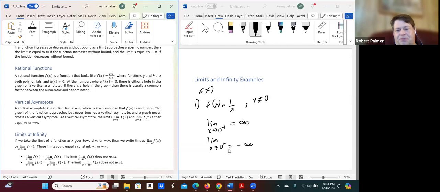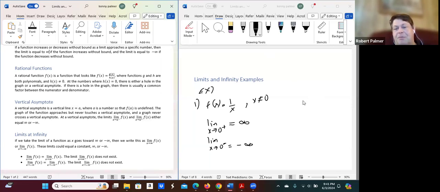Actually, let me mention one more thing. I want to mention a vertical asymptote, because that will come into play in just a moment. A vertical asymptote is a vertical line, x equals a, where a is a number. If you plug a into the function, it's undefined. The graph of the function approaches but never touches a vertical asymptote, and the graph never crosses a vertical asymptote. And at a vertical asymptote, your limits from left and right either go to infinity or negative infinity.